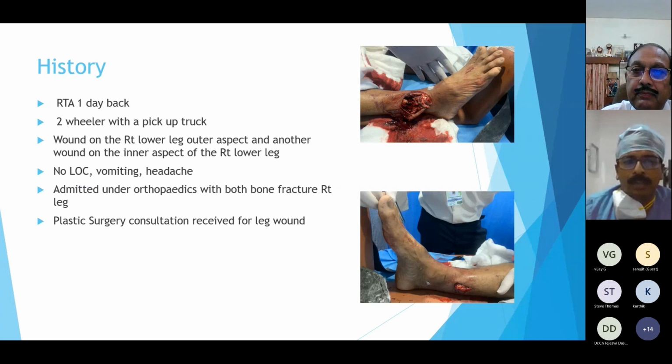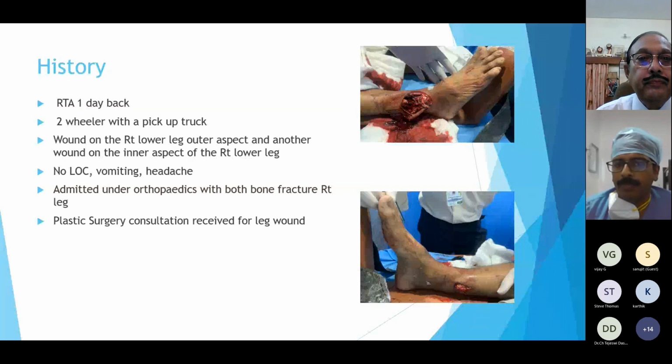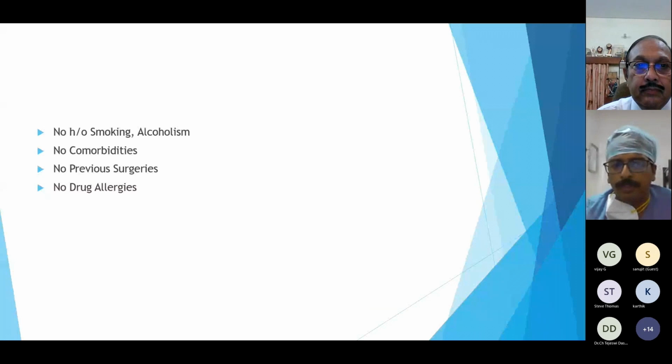This RTA was a two-wheeler versus a pickup truck accident. He complains of a wound on the right lower leg involving the outer aspect as well as the inner aspect, which is actually a through and through wound. He doesn't have any LOC, loss of consciousness, vomiting or headache. He was admitted in orthopedics with both bone fracture right leg, and plastic surgery consultation was received for the leg wound. There was no history of smoking, alcoholism, no comorbidities, no previous surgeries, no drug allergies.